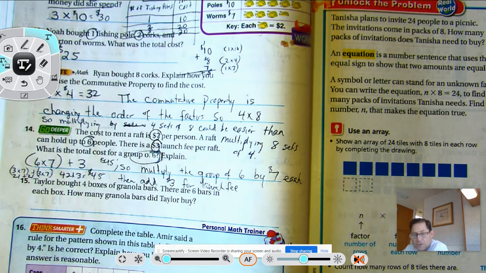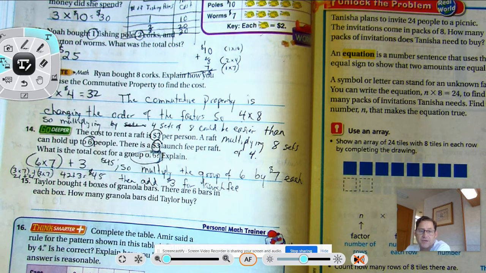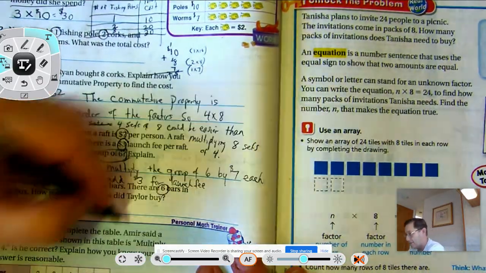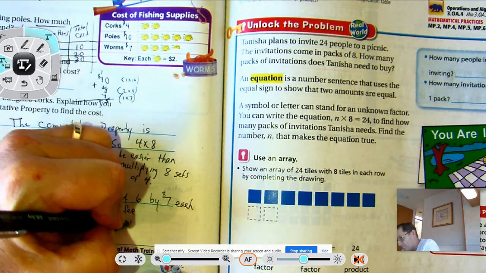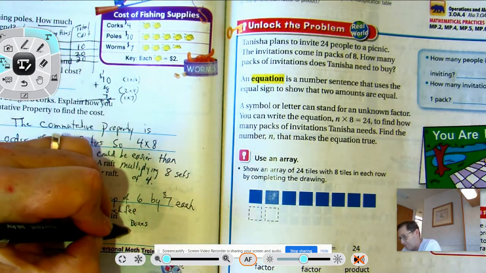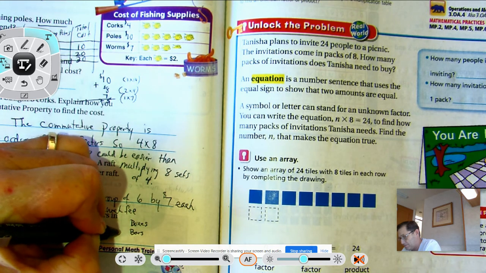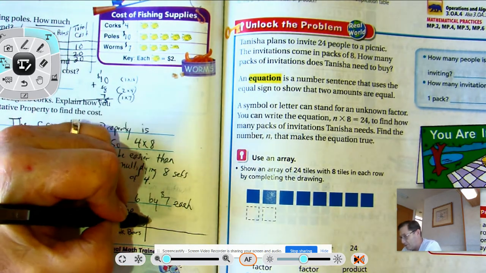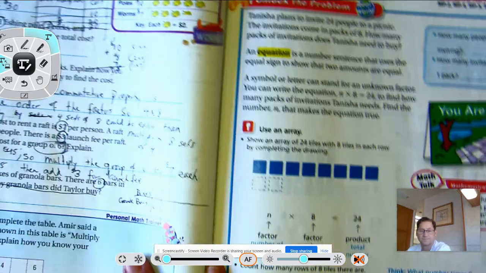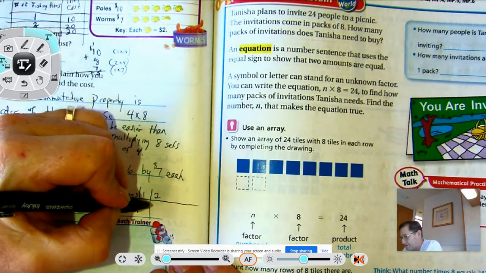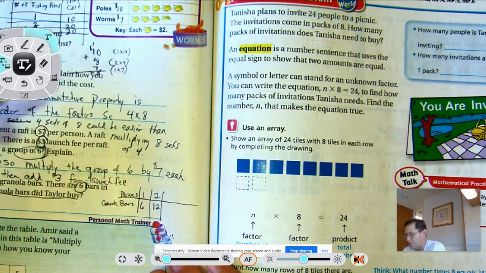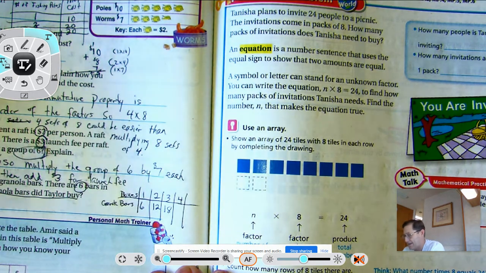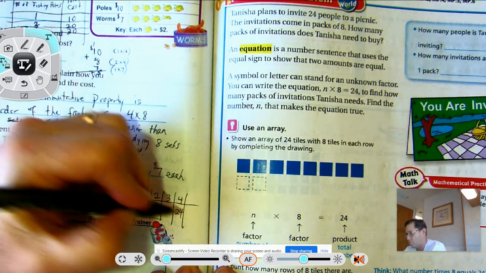Taylor bought 4 boxes of granola bars, number 15. There are 6 bars in each box. How many granola bars did Taylor buy? 4 boxes of granola bars, 6 bars in each box. How many granola bars did she buy? So boxes and bars. So granola bars and boxes. So if I bought 1 box, I'd have 6 bars. If I bought 2 boxes, add 6 to the previous 6, I get 12. 3 boxes, 12 plus 6 is 18. 4 boxes, 18 plus 6 is 24.